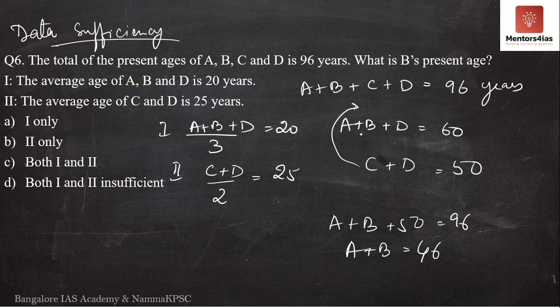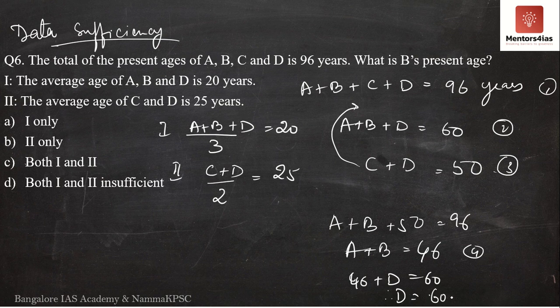We now have A plus B plus D is equal to 60. Now, what if I substitute A plus B in this equation? This is your first equation, this is your second, this is your third, and this is our fourth: A plus B is 46. I'm going to substitute A plus B as 46 in the second equation. So what do we get? We get 46 plus D is equal to 60. Therefore, D is 60 minus 46, which is 14 years.